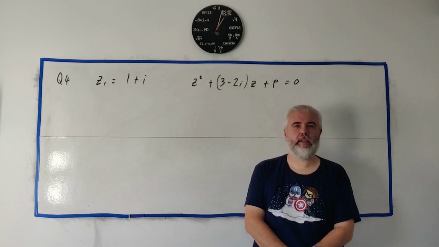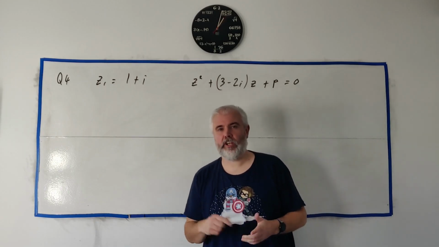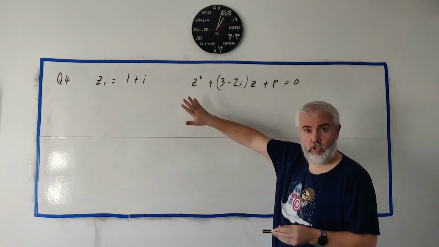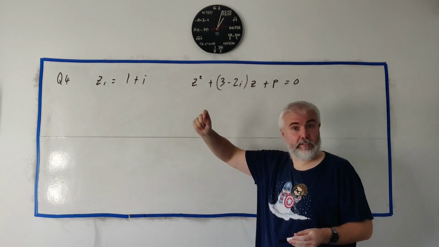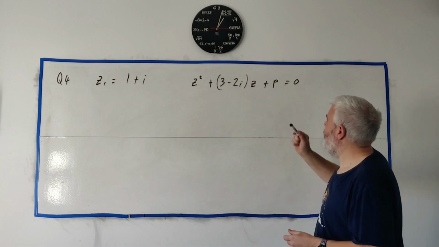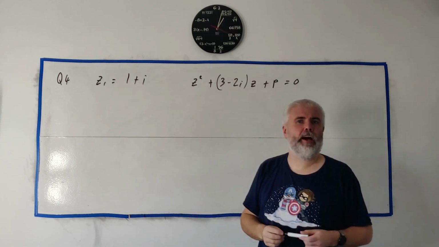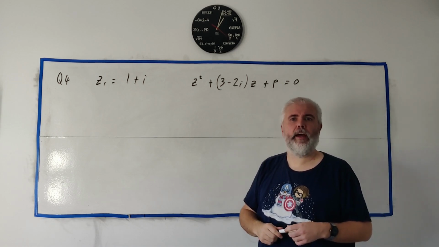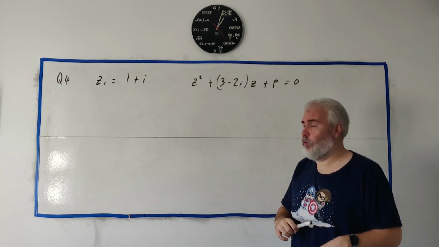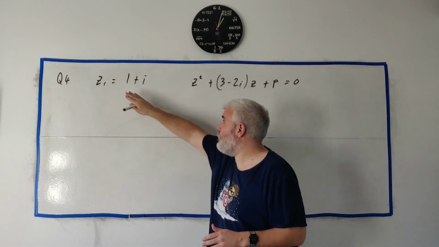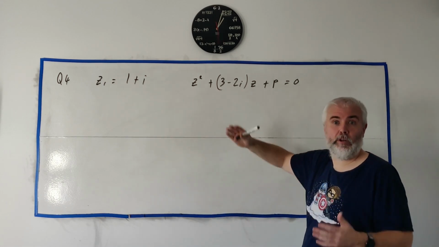In question 4, part A, we have a complex number question. They give us this equation. It's a quadratic, but it's a complex quadratic. And they tell us one of the roots. One of the answers is this, and they don't ask us to find the other root, they ask us to find the missing letter here. So we have one of the roots, we have the equation, what's the missing letter?